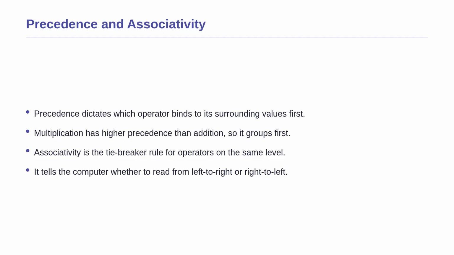This traffic analogy brings us to the core concepts of precedence and associativity. Operator precedence is built into the language to determine the grouping of terms. It dictates which operator binds to its surrounding values, called operands, first. For example, multiplication groups its numbers together before addition does. However, precedence alone is not enough. What happens when two operators have the exact same rank? That is where associativity comes in. Associativity is the tiebreaker rule that tells the computer whether to read those operators from left to right or right to left, ensuring predictable evaluation across all computers.